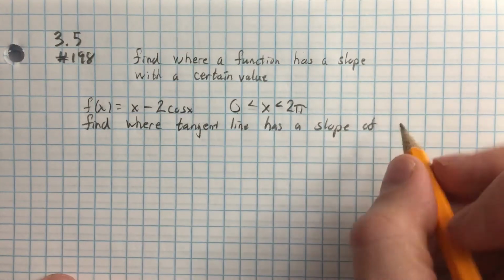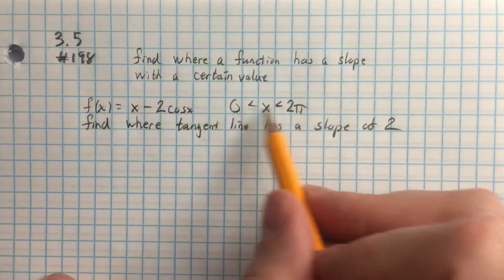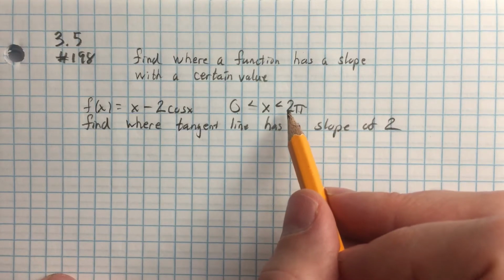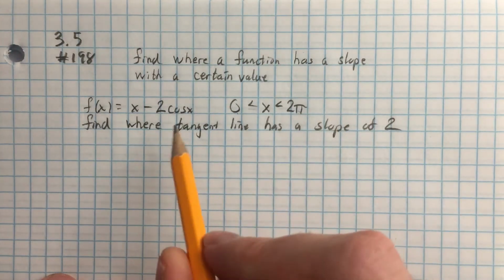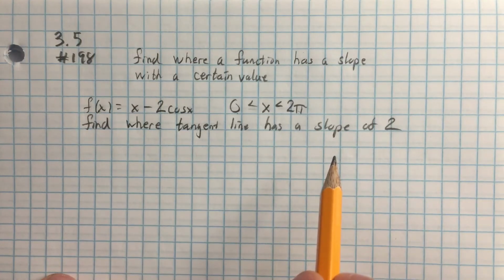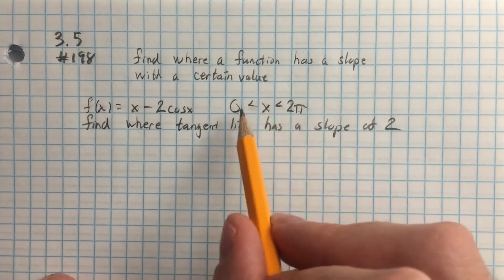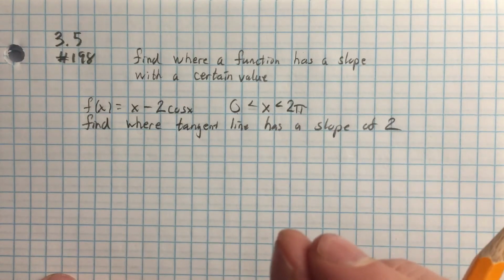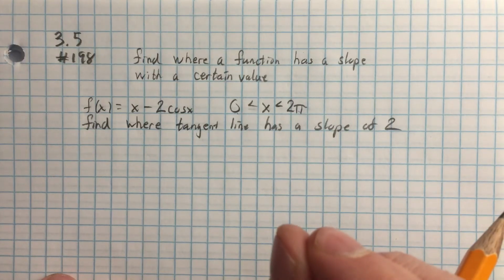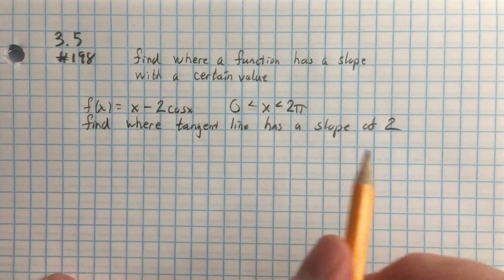If they didn't limit the domain values to being between 0 and 2 pi exclusive, then there would be an infinite number of places where this function has a slope of 2 probably. Not necessarily, but probably. So limiting it to this particular interval will simultaneously limit the number of x values where this function has a slope of 2, that is, where its tangent line has a slope of 2.